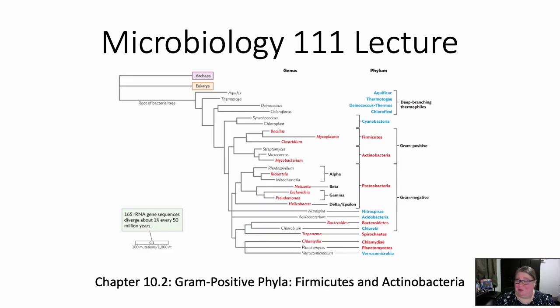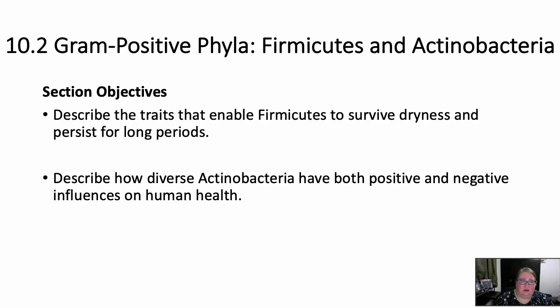We are now going to start talking in more detail about our different superphyla. For 10.2, we're going to focus on our gram-positive phyla. So this is going to be our Firmicutes and our Actinobacteria. So our section objectives for 10.2, you're going to be able to describe the traits that enable Firmicutes to survive dryness and persist for long periods, aka they make endospores. And then finally, you're going to be able to describe how diverse actinobacteria have both positive and negative influences on human health. So this is where we're going. Let's talk about some specifics.